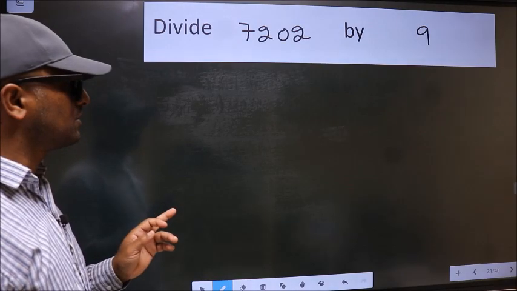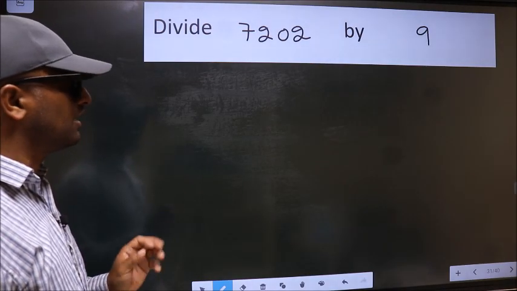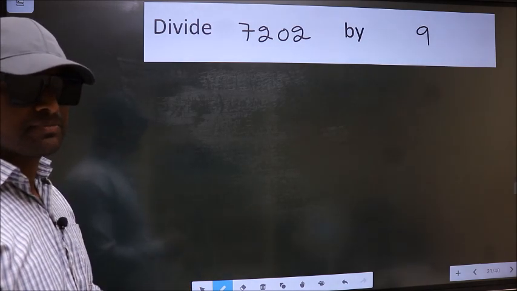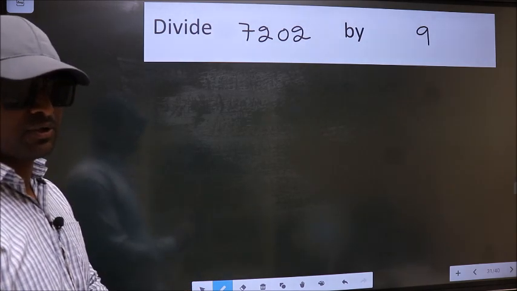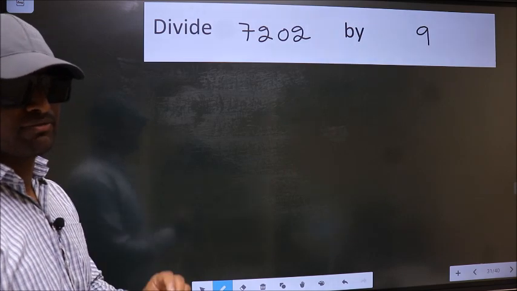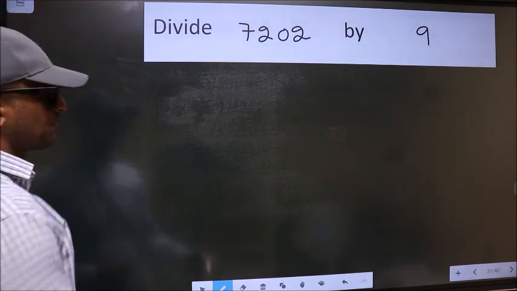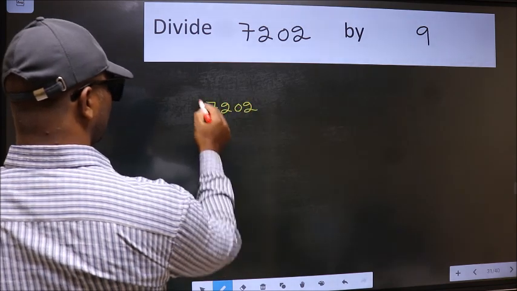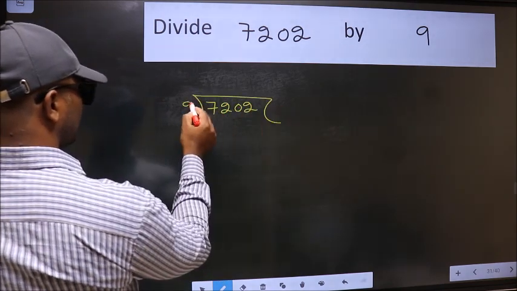Divide 7202 by 9. While doing this division, many do this mistake. What is the mistake that they do? I will let you know. But before that, we should frame it in this way. 7202 and 9 here.